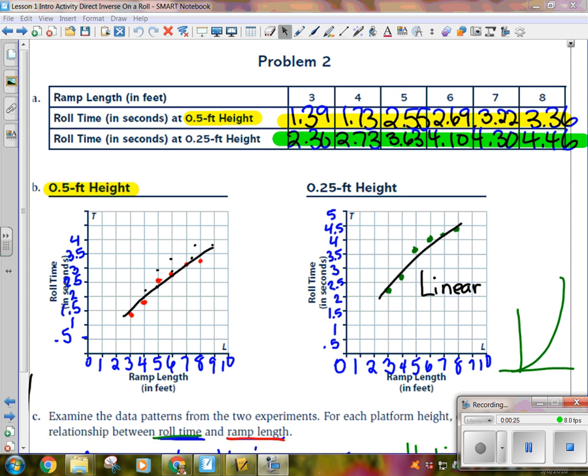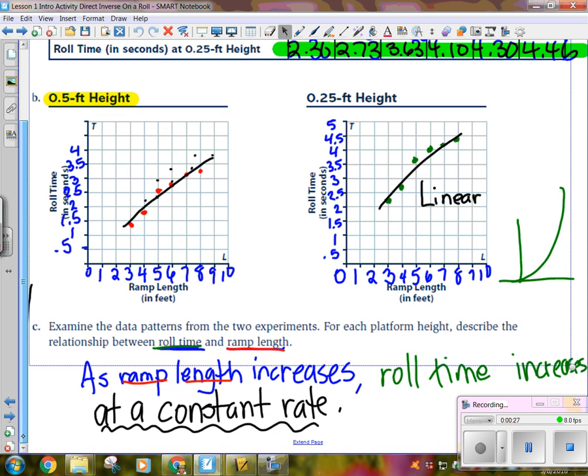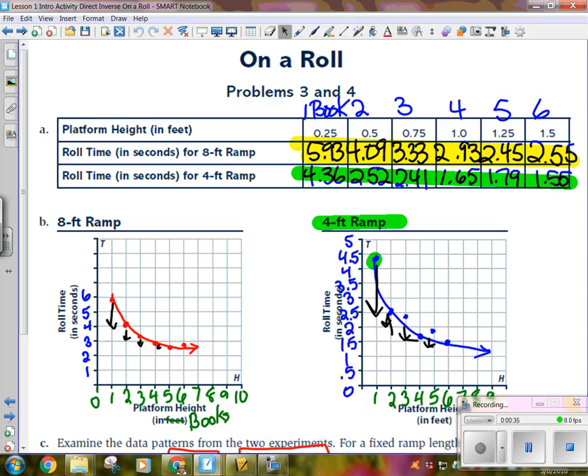Okay? And we said that the relationship was that as the ramp got longer and longer, the roll time increased at a constant rate. Then we did our second version of the experiment where we changed the height. We had it 1 book high, 2 books high, 3 books high, 4 books high, and so forth. And this time the graph ended up having this downward curve to it.